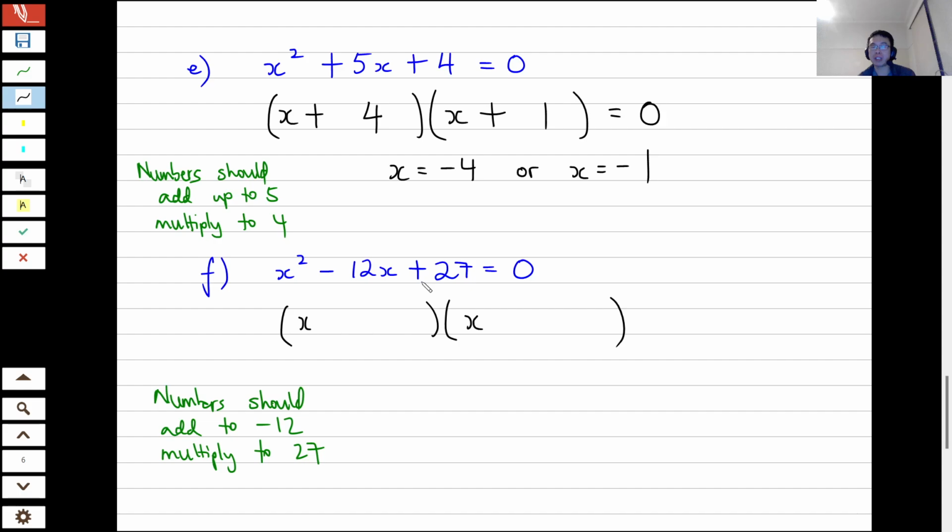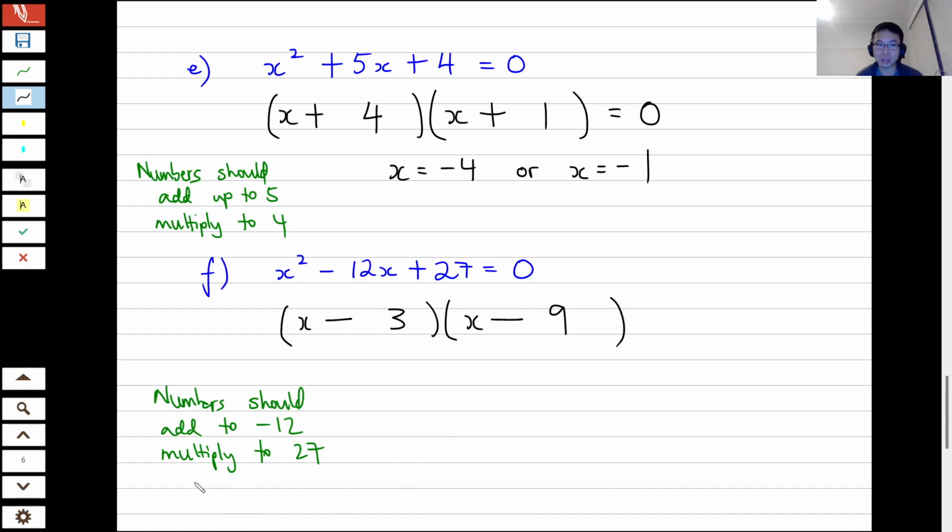And if they multiply to a positive number, that means either they're both positive or both negative. If they're both positive, when I add them up, I'll get a positive answer. But since I have a negative sign here, I need to choose two negative numbers. So that narrows it down to x minus some number, x minus some number. And now I just need to choose the right numbers. I need numbers that give me 12 when added together and 27 when multiplied. And those numbers are 3 and 9.